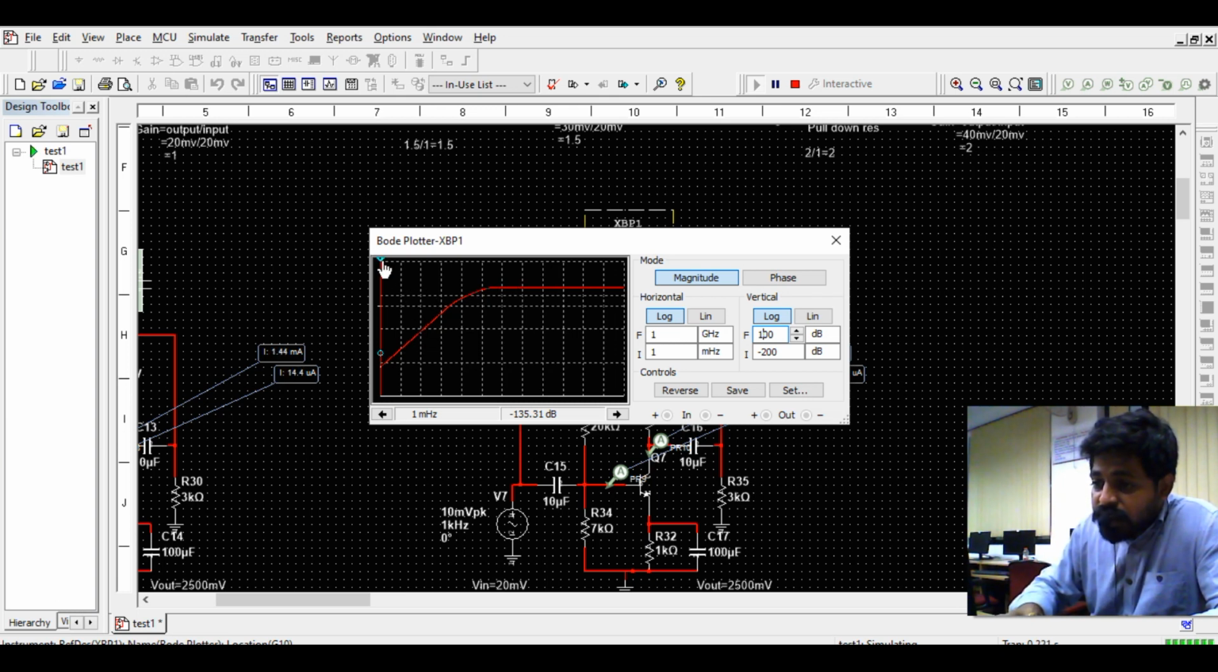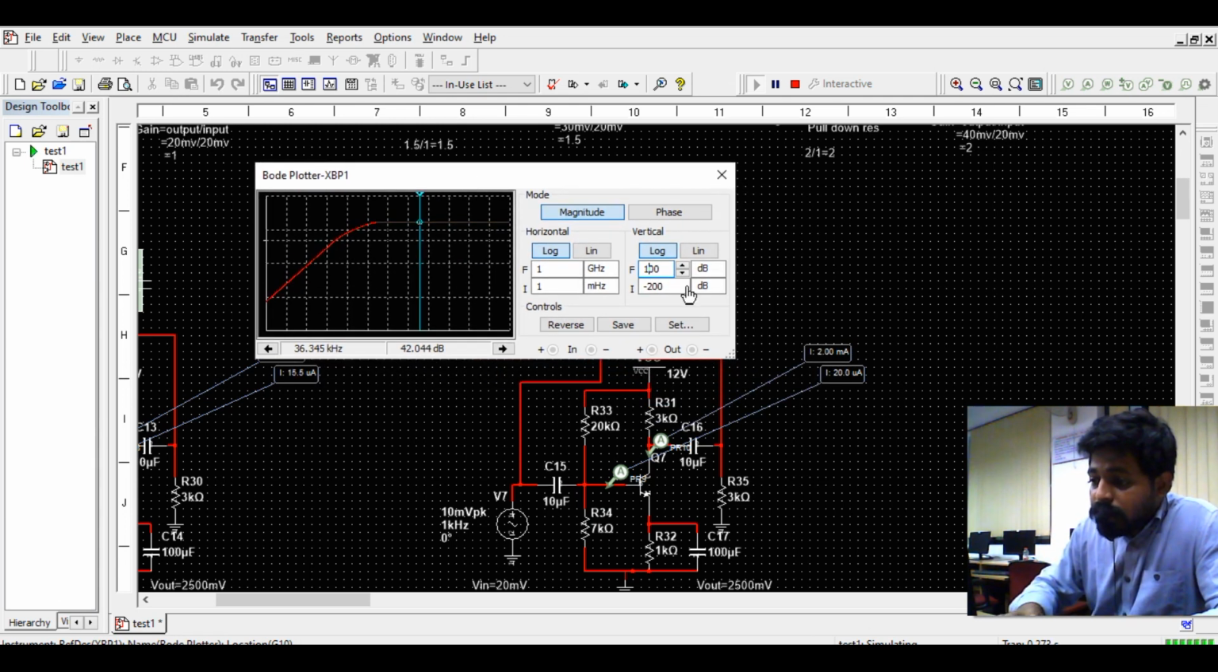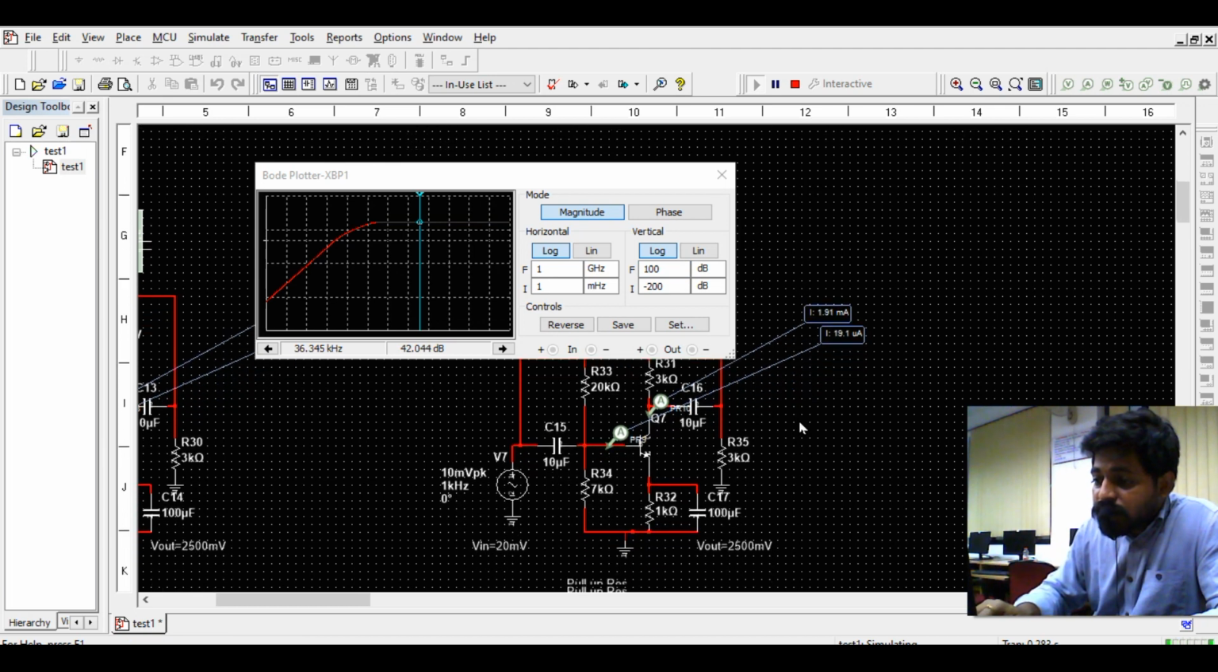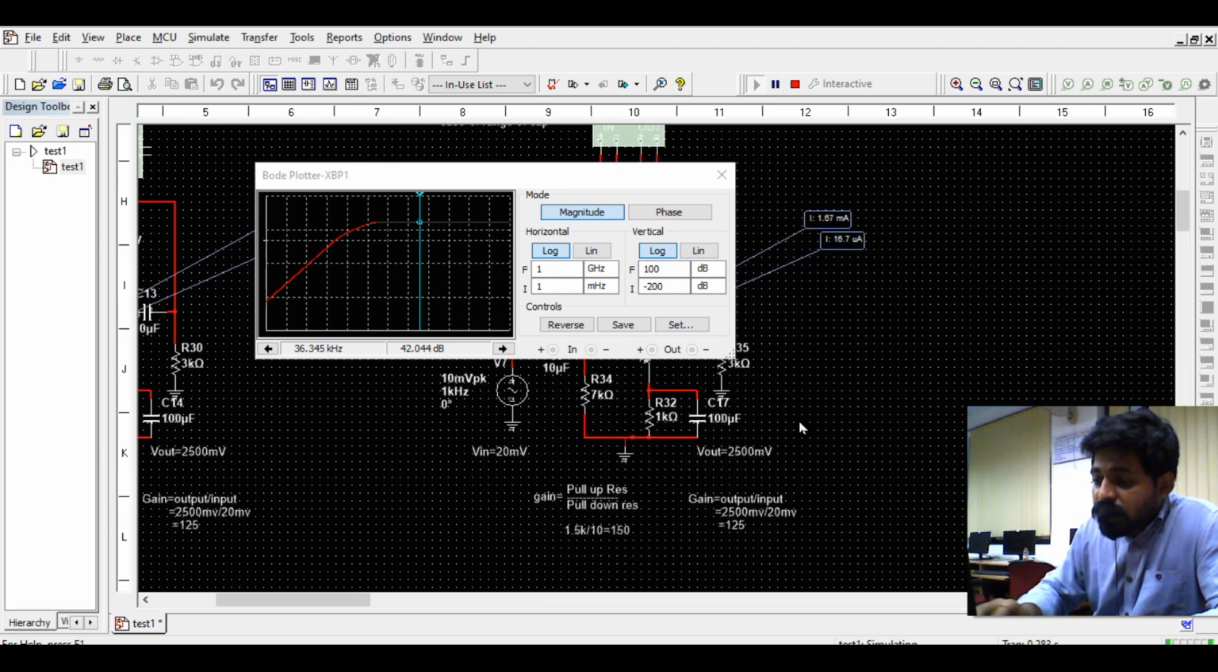Now if I keep my cursor over here in the mid range, I will be getting the gain of around 42 dB. As of now the gain was calculated in normal terms, and now it is calculated in terms of dB. So now for this one I will be updating the gain over here in dB. This one is not required.